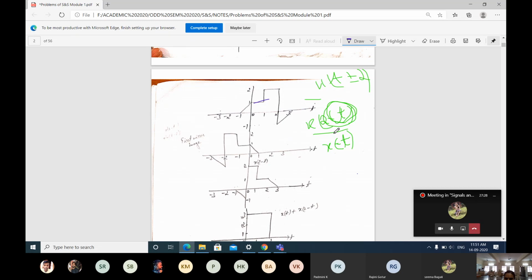Then what do you have to do? Observe here. I will write one more time. Which operation did we do? The x of minus t operation is finished. What do you have to do? x of 2 minus t was there. Yes, I can write it as x of minus t plus 2. Correct?